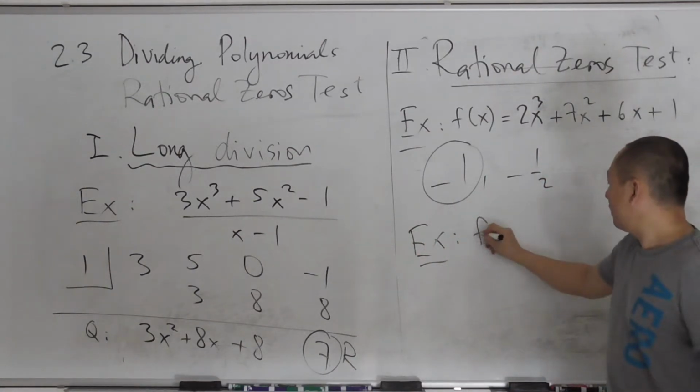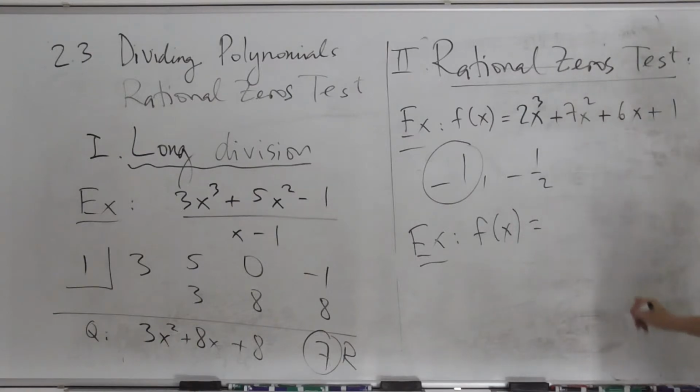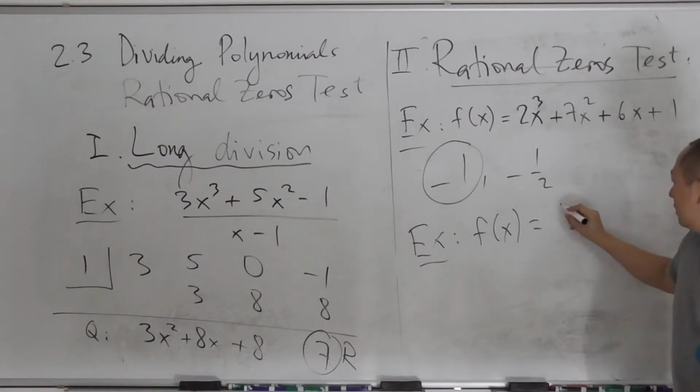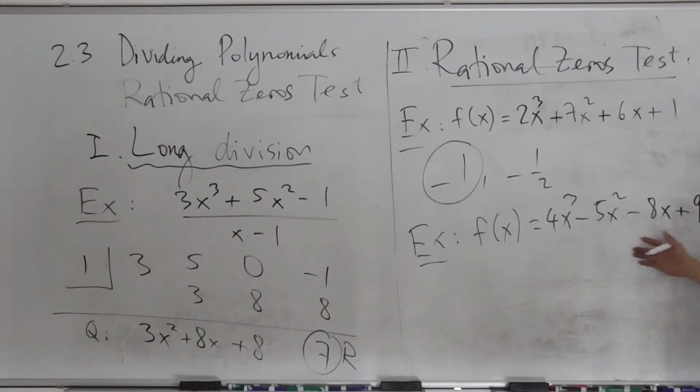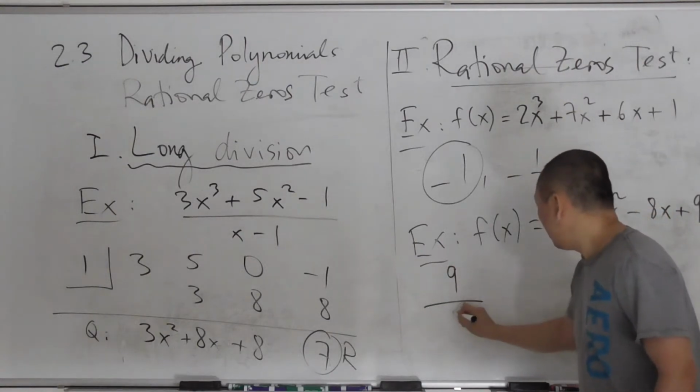Alright, how about this? f of x equal to 4x cubed minus 5x squared minus 8x plus 9. So it gives you another example. Alright? And the rational zero test says what? To find our first rational zero, you take the last coefficient divided by the first coefficient. So I'm going to have 9 over 4.